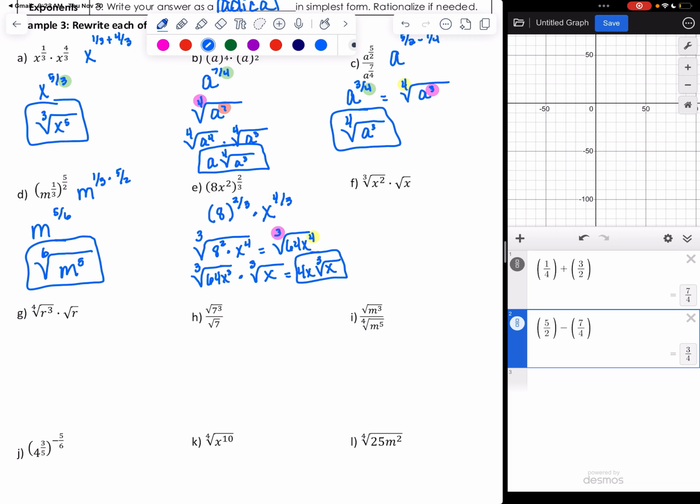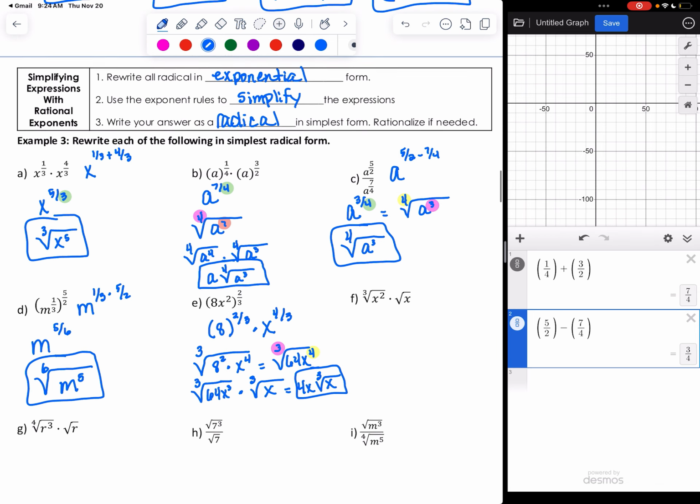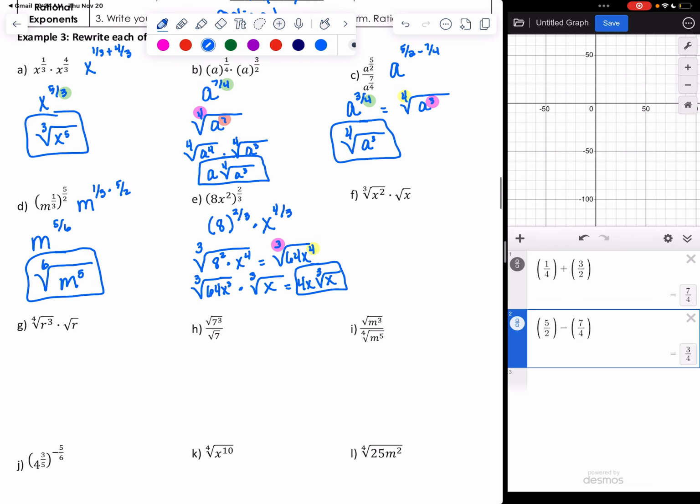Final answer. All right, now problem F. This is the first problem we've encountered in this set of exercises that has radicals. So we're going to have to go back and look at step 1: rewrite all radicals in exponential form. So the cube root of x squared could be written as x to the 2/3 power. And the square root of x could be written as x to the 1/2 power. Now this problem becomes just like problem A. You're going to use your exponent rules to simplify this.